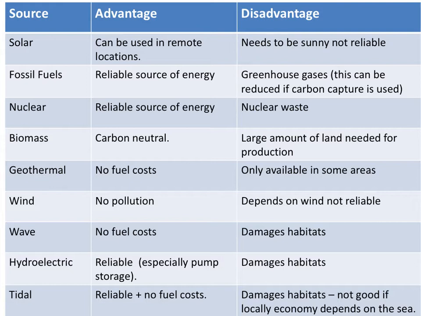The final method that we're going to look at is tidal. Tidal is good because it's reliable, and there's also no fuel cost involved in tidal as well. But it's difficult because it damages habitats, and it's not good if the local economy depends on the sea. Usually tidal has to be built across an estuary or a river mouth, and when you do that, it stops boats in some cases getting out to sea, and some people consider that to be a bit of an eyesore, and so it gives you visual pollution. It's worth pointing out that there are more advantages and disadvantages for each of these types, but I just don't have time to go into it now.